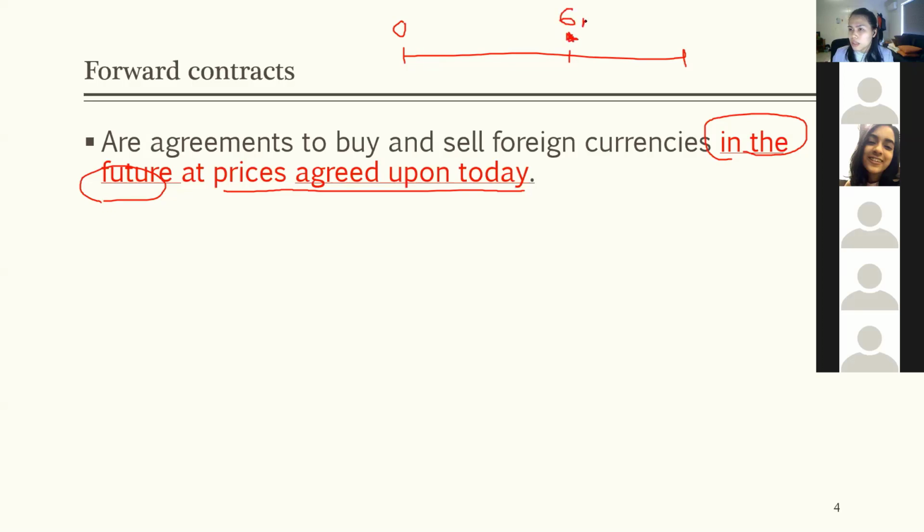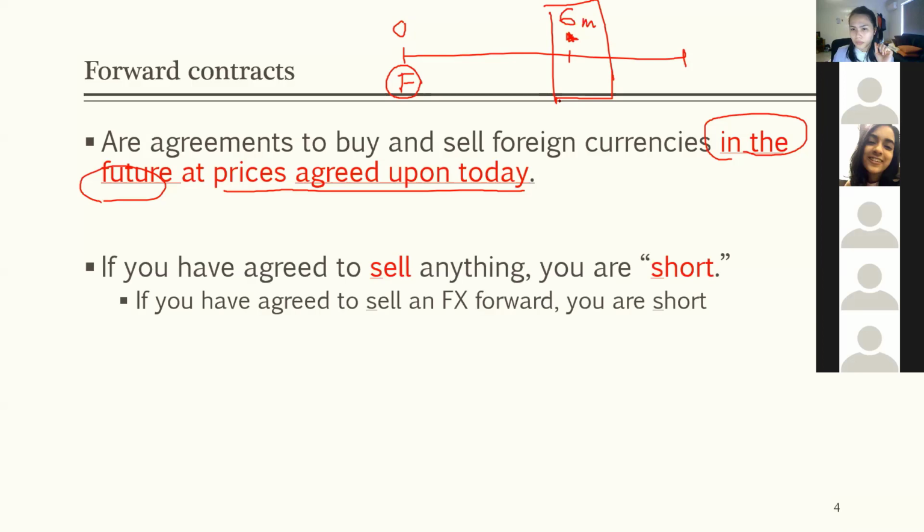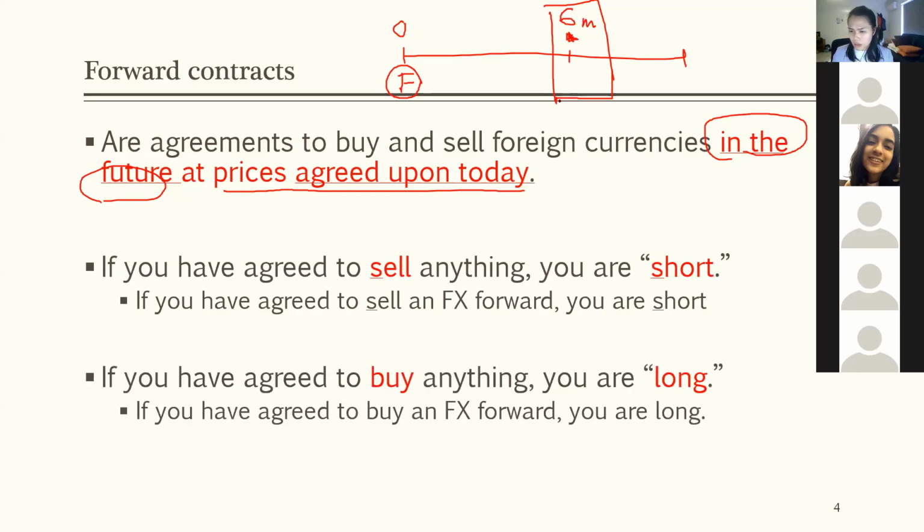So for example, let's say 6 months. We agree today on the price at which we are going to settle the contract, okay? So we know for sure how much we are going to exchange our currency for at a future time, okay? So if you enter into a forward contract to sell, then that is when you short, right? You short the currency forward. And if you enter into a contract to buy a currency, then you say you long a currency forward, okay?